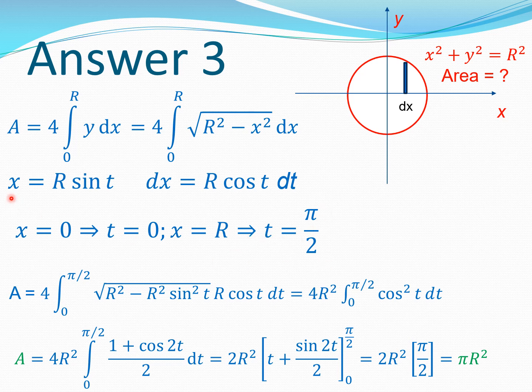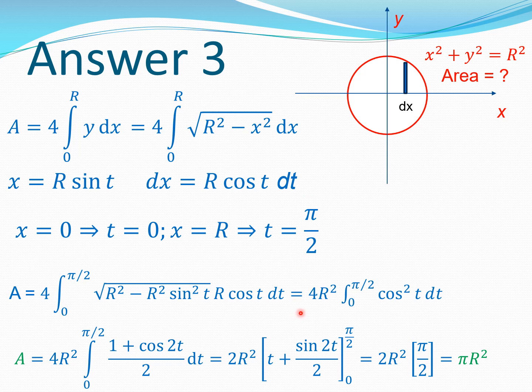So again, let's put x is capital R here. So you get sine t is 1, and sine t is 1 at pi by 2 or 90 degrees. So with that I can change the integral bounds. So A becomes 4 times the integral from 0 to pi by 2 of root of r square minus r square sine square t, into r cos t dt. So that was dx here.